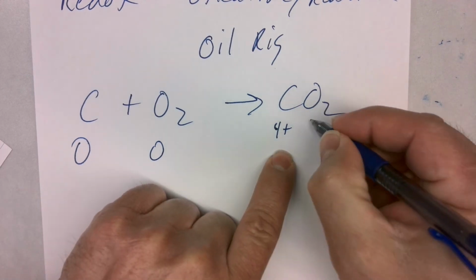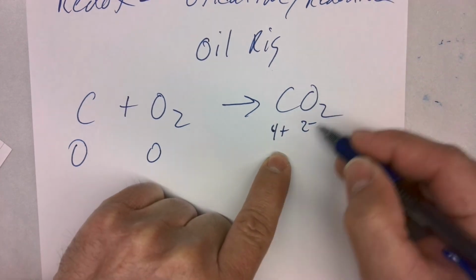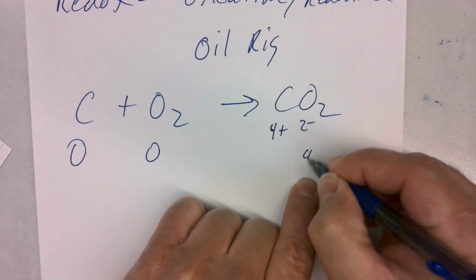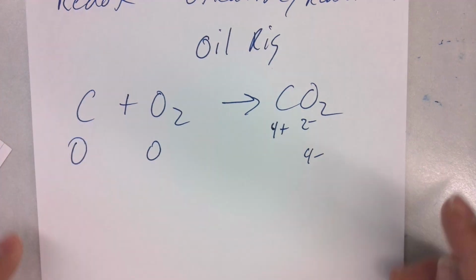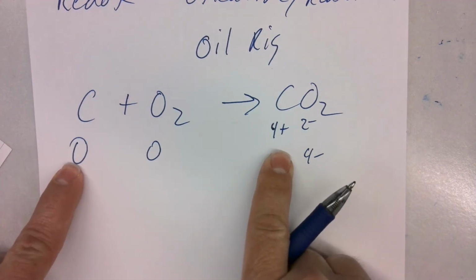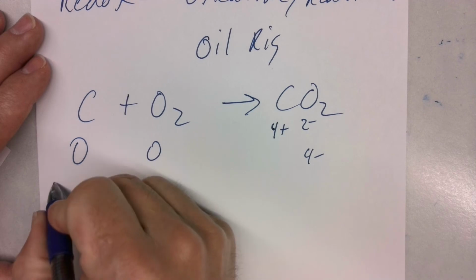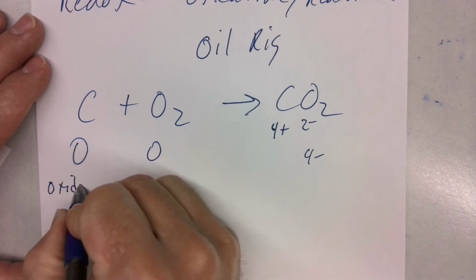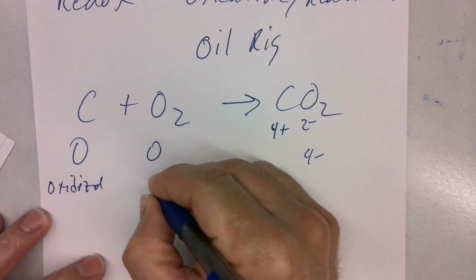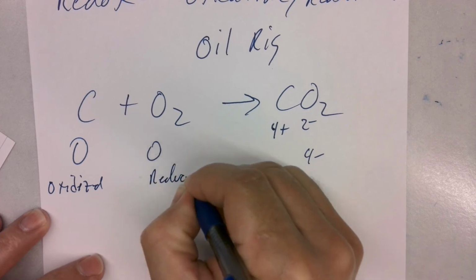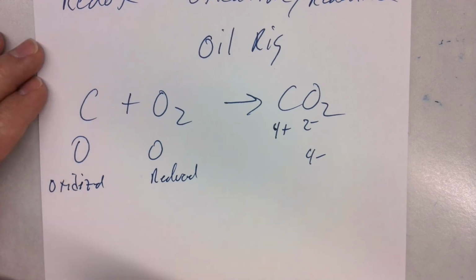Over here, what's my oxygen? 2 negative, right? But I got 2 of them, which gives me a net 4 negative. I have 1 carbon, which meant it had to be a 4 positive, right? So now, what happened to my carbon? It lost, which means my carbon was oxidized, which means by default my oxygen has to be reduced. What else did we learn right there?